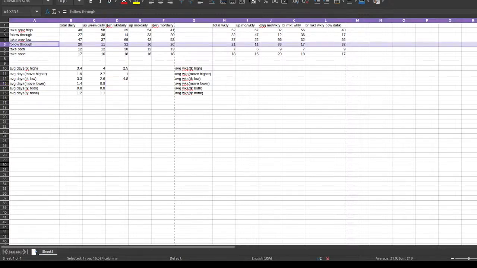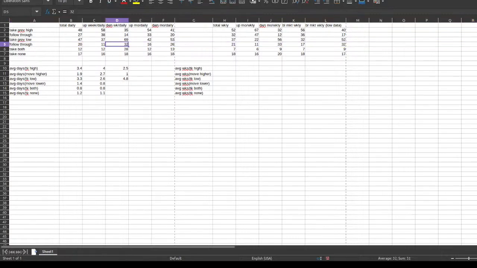No. So we have our follow through at 32%, and we're going to put that into my calculator: 0.32 times 7, and that's going to give me 2.24, which I'm going to round up to 2.2, and that's what we're going to use for this calculation. Okay.